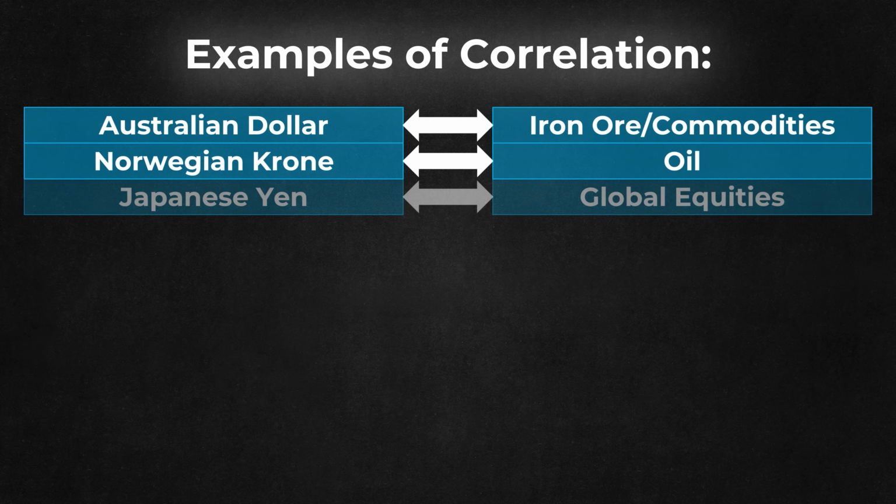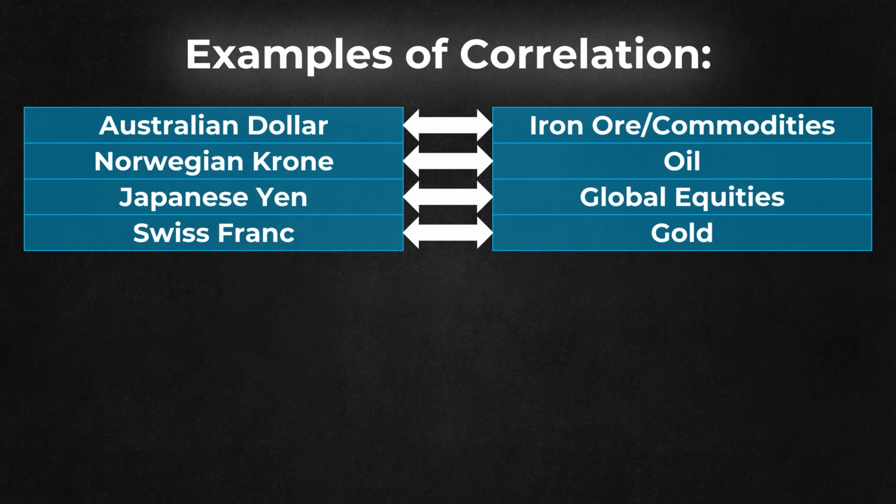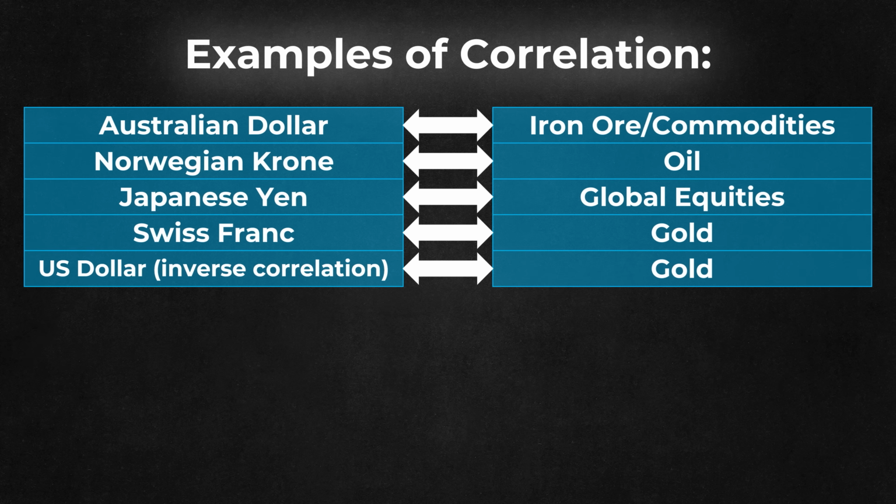The yen is often inversely correlated with global equities. During risk-off periods, investors flock to the yen as a safe haven currency, and it tends to appreciate. The Swiss franc often correlates with gold prices, as both are considered safe haven assets during periods of economic uncertainty. The US dollar typically moves inversely to gold prices. When the dollar becomes stronger, gold becomes more expensive for foreign buyers, reducing demand and vice versa.